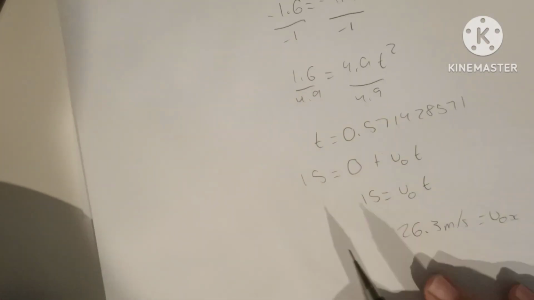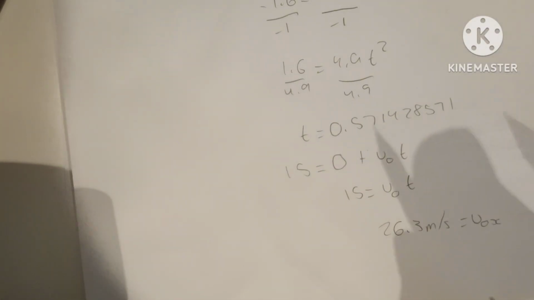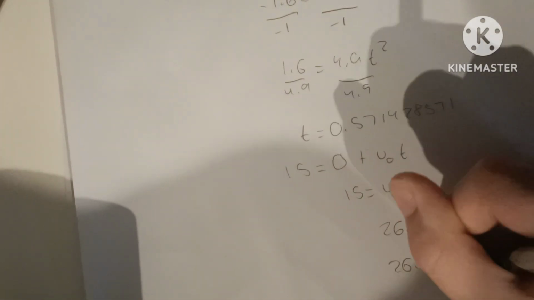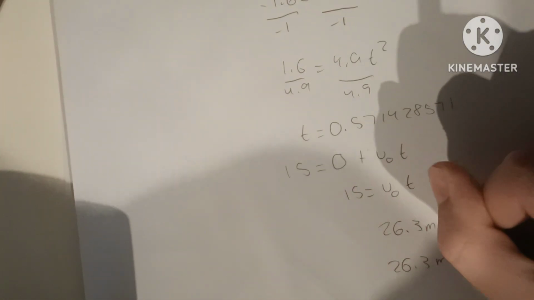The minimum speed that the tennis player needs to hit the ball with to just cross the net is 26.3 meters per second.